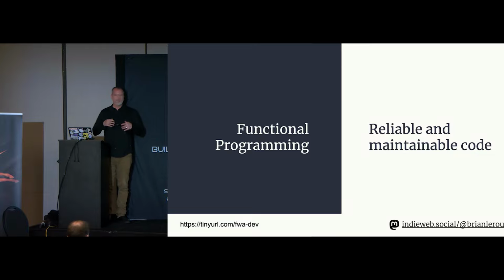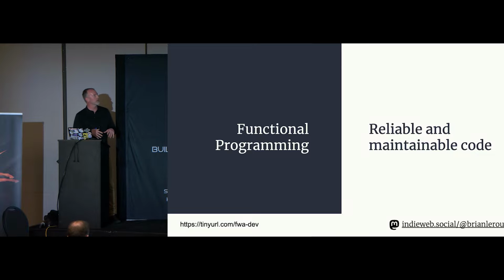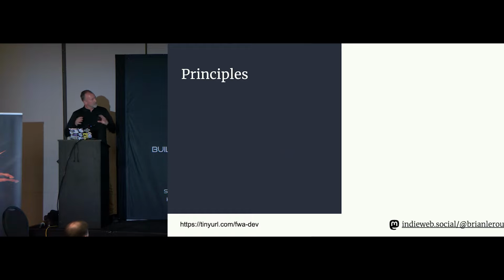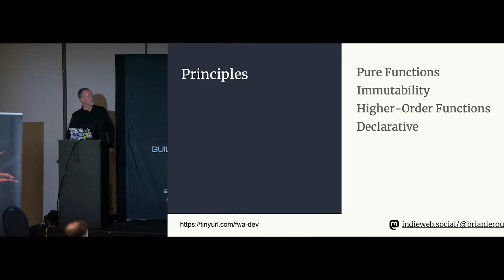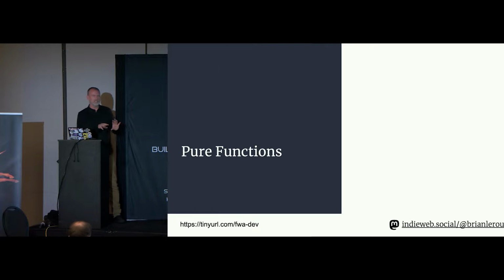So to me, functional programming reduces down to reliable and maintainable code. These are two sides of the same coin to me. And there's no real super rigorous definitions here, but to me, some of the principles that are important for functional programming are pure functions, immutability, higher order functions, and declarative formats. I'm not going to dig into this part too much, but I feel like this context will become important.